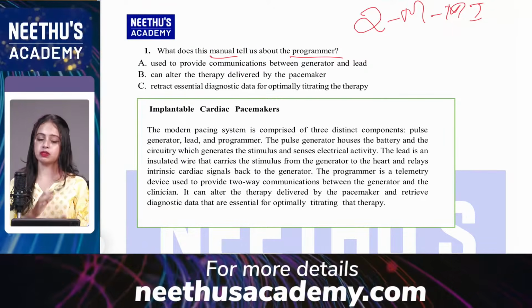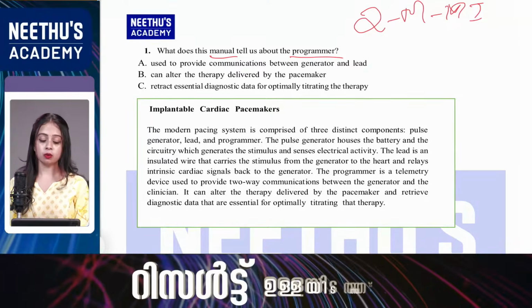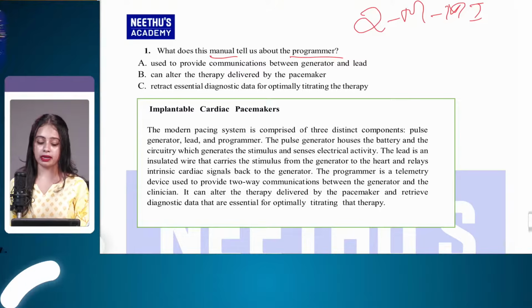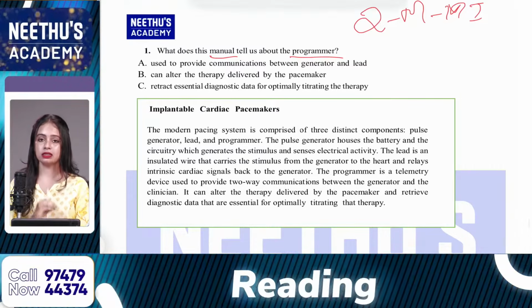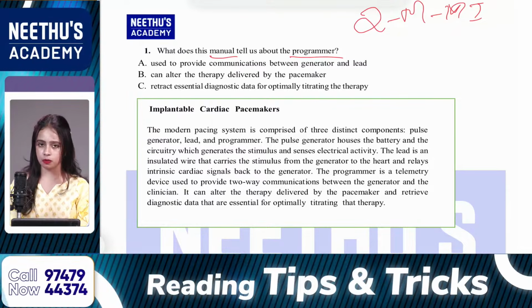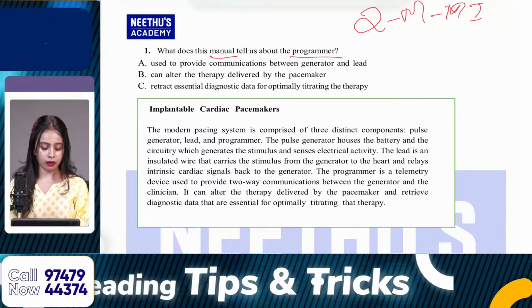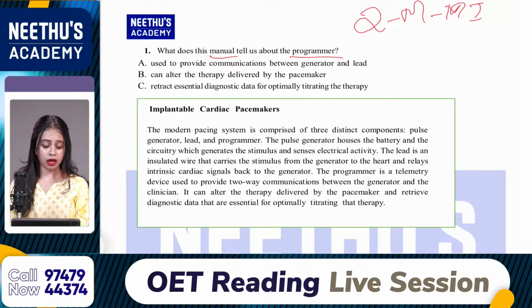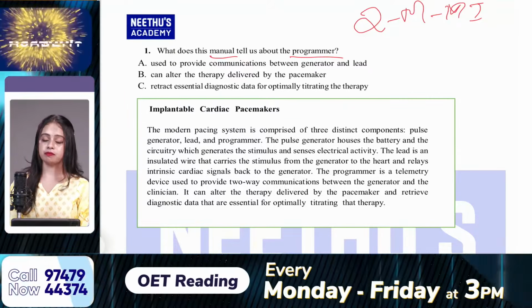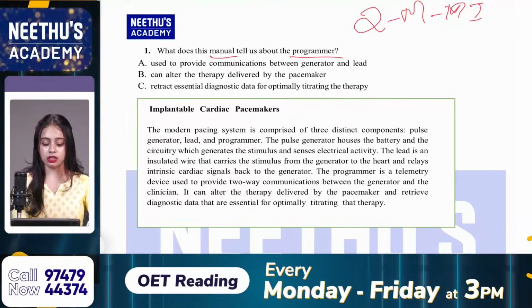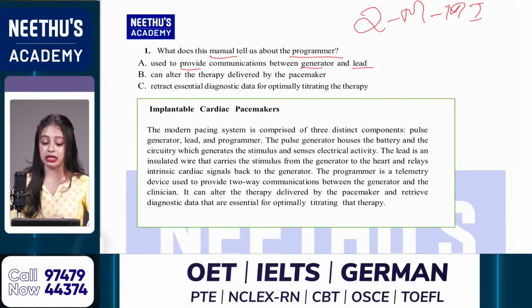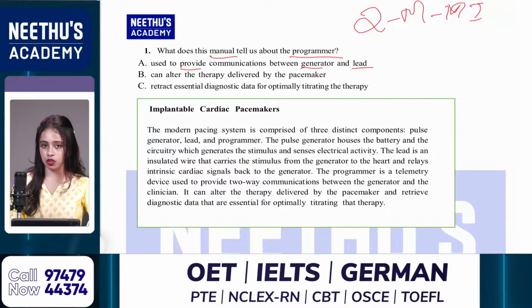When you read a question from part B, you always have to connect it with every option. So I'm just connecting with my options. What does this manual tell us about the programmer? Option A: used to provide communications between generator and lead. So what are the keywords from the first option? Manual, it's all about a programmer. Yes, it is a manual. From the first option, my keywords are provide, generator, lead.